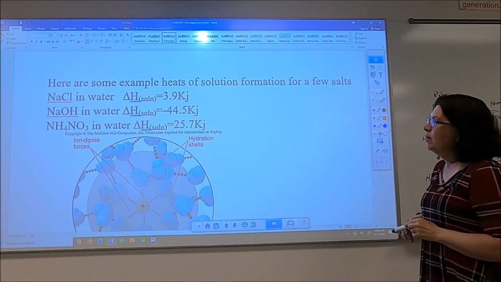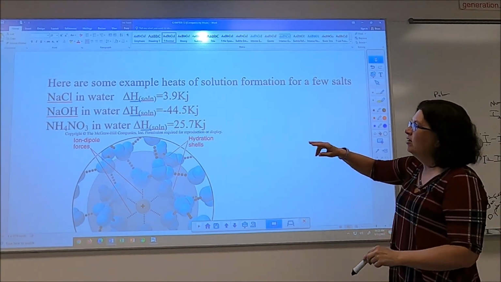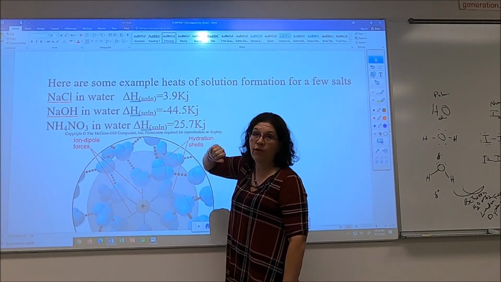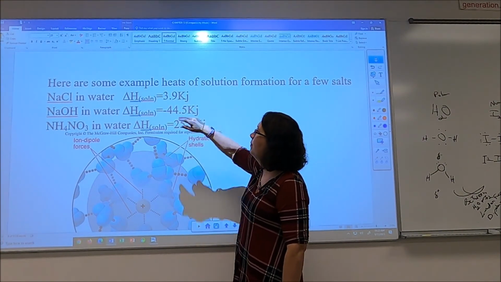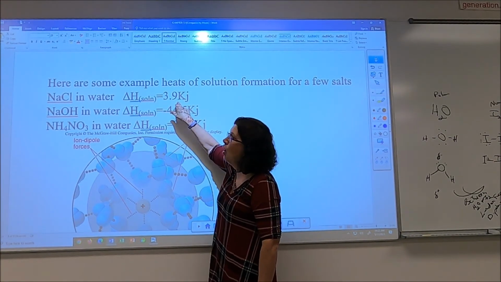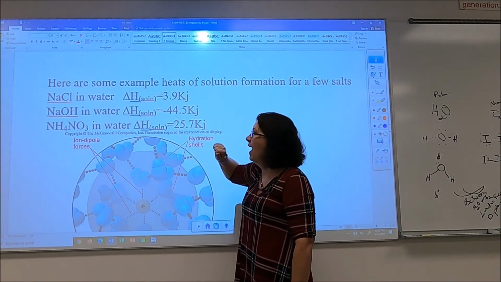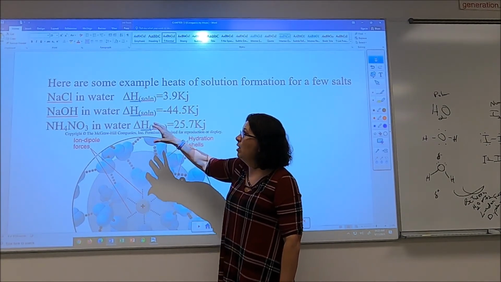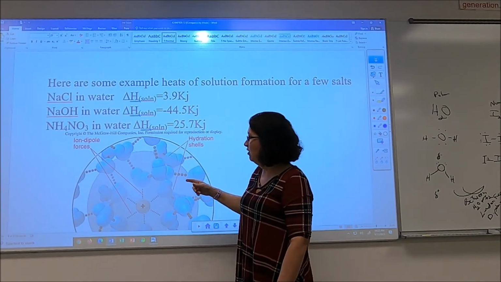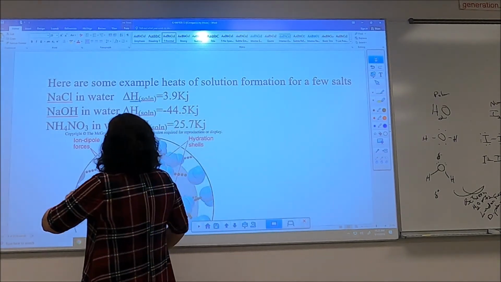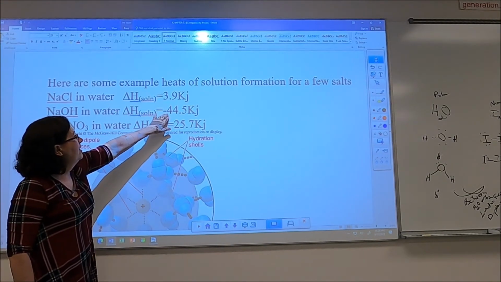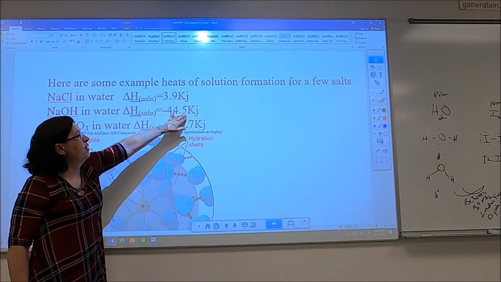Sodium chloride in water has a delta H of solution of 3.7 kilojoules per mole of sodium chloride that dissolves. Notice this is slightly endothermic, not a very large kilojoule value. Sodium chloride, we know, dissolves well in water, and that's because of the entropy change. We're going to look at the entropy change here in a second. Sodium hydroxide dissolves well in water. It has a delta H of minus 44.3 kilojoules.